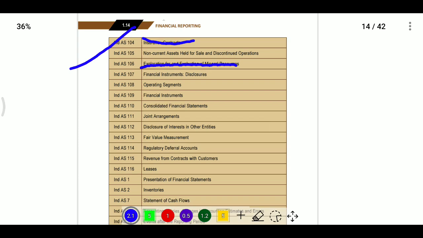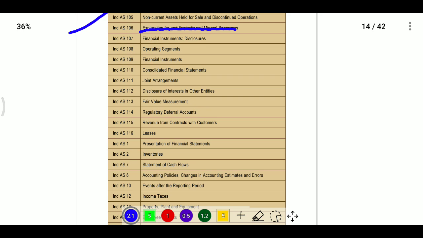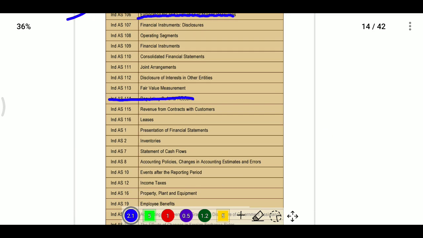110 Consolidated Financial Statements. 111 Joint Arrangements. 112 Disclosure of Interests in Other Entities. 113 Fair Value Measurement. 114 Regulatory Deferral Accounts. This is also not there in our CA Final syllabus. 115 Revenue from Contracts with Customers.